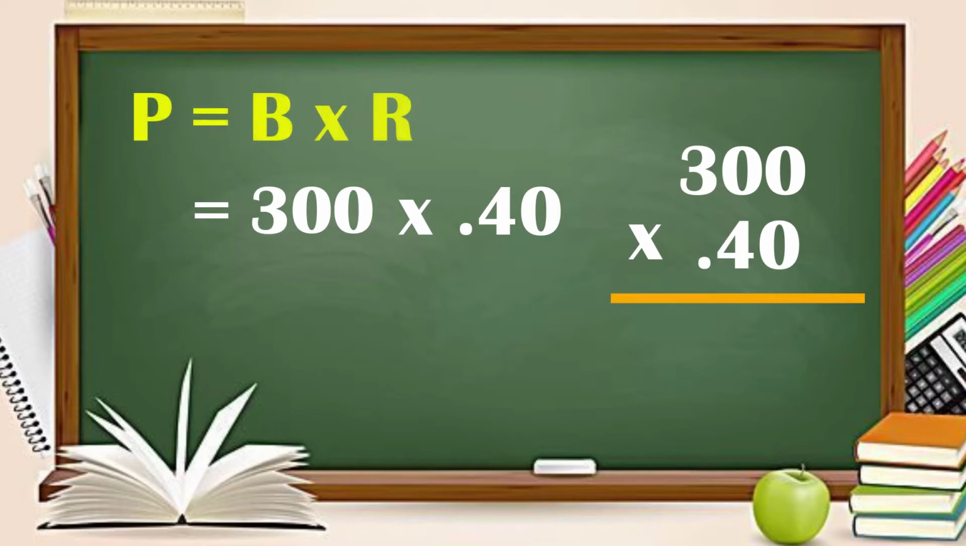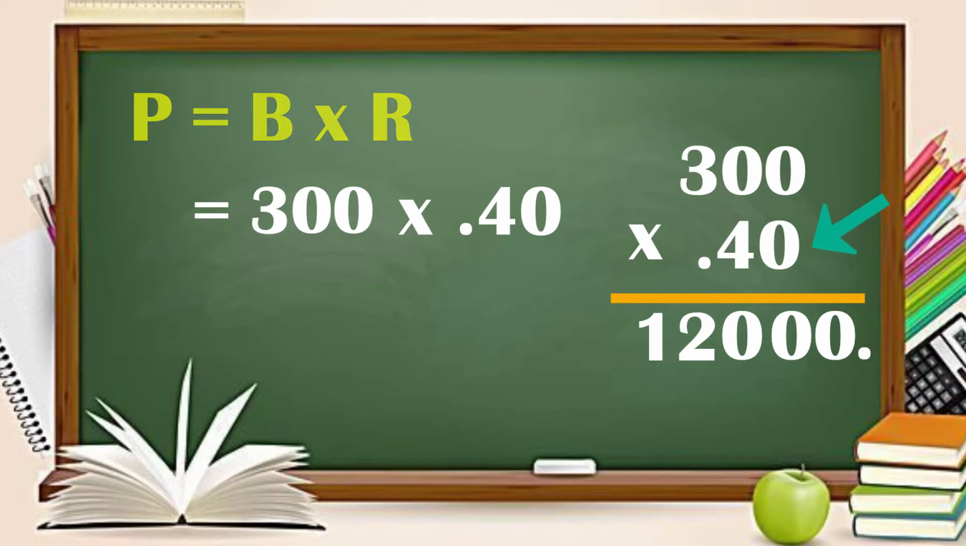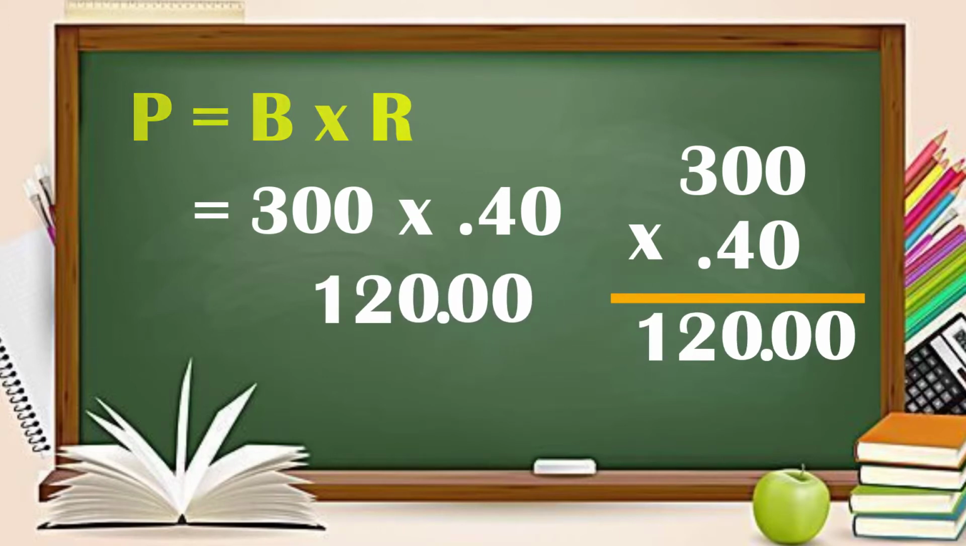That is 3 times 4 equals 12. And count the number of zeros in the factors. 1, 2, 3. Write a decimal point after the last digit of the product. Count the decimal places of the factors. How many decimal places are there in the factors? Yes, you are right. There are 2 decimal places. Therefore, we will move the decimal point twice to the left. 1, 2. And we have 120.